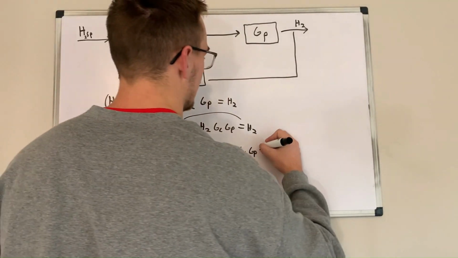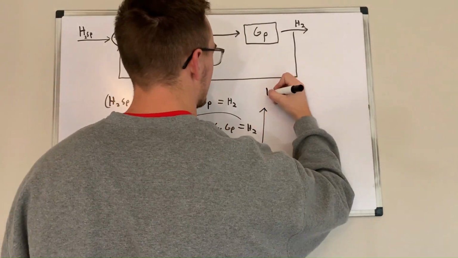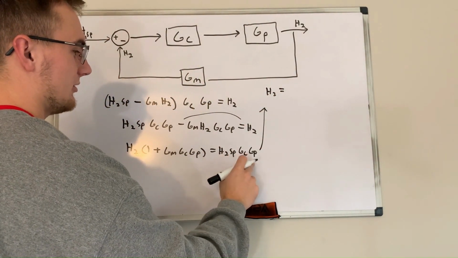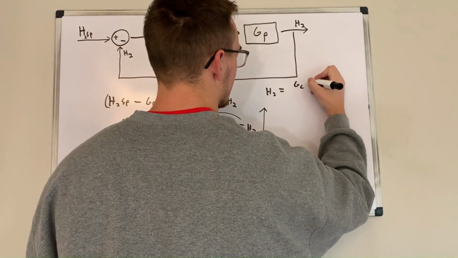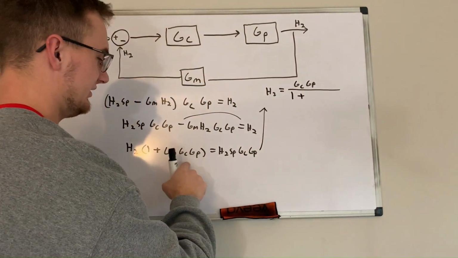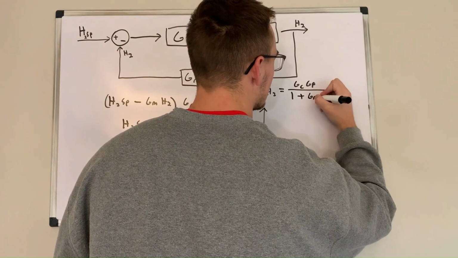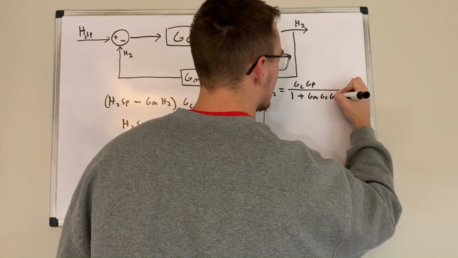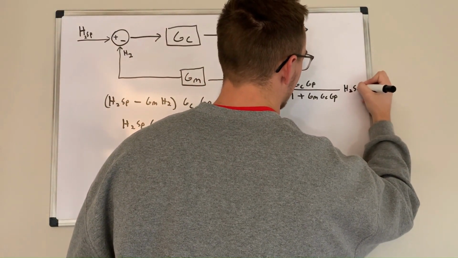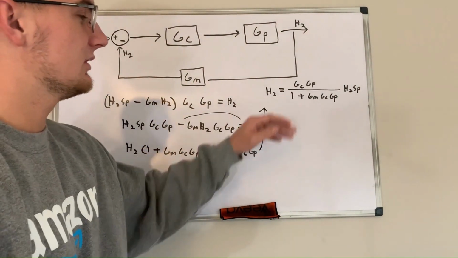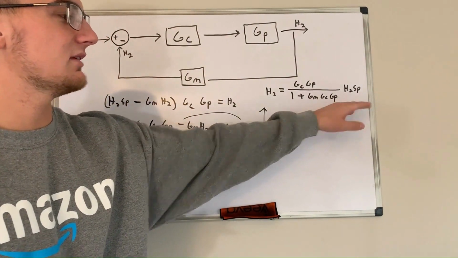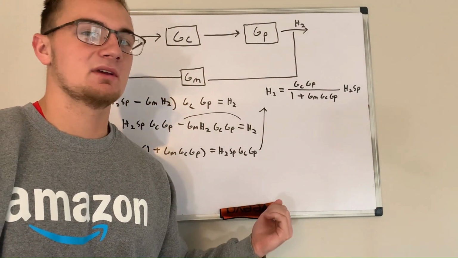So I'm going to do that up here. I have H2 is equal to, we'll take this H2 set point out, and have GC, GP all over 1 plus GM, GC, GP. And then this is multiplied by our set point, H2 set point. Okay, so we've isolated H2 here, and essentially this allows us to specify any set point and see how the height in the second tank responds.